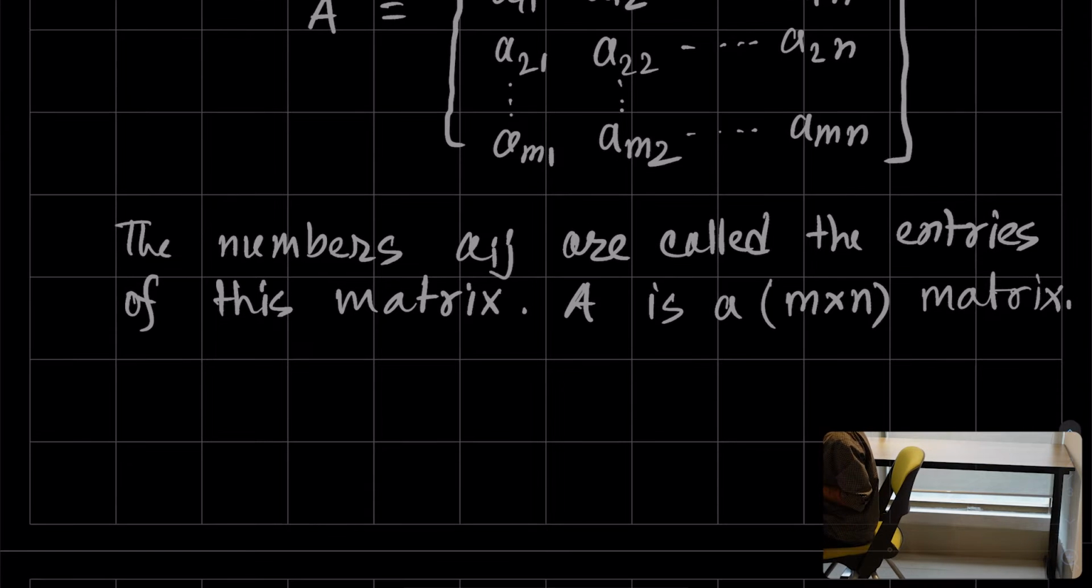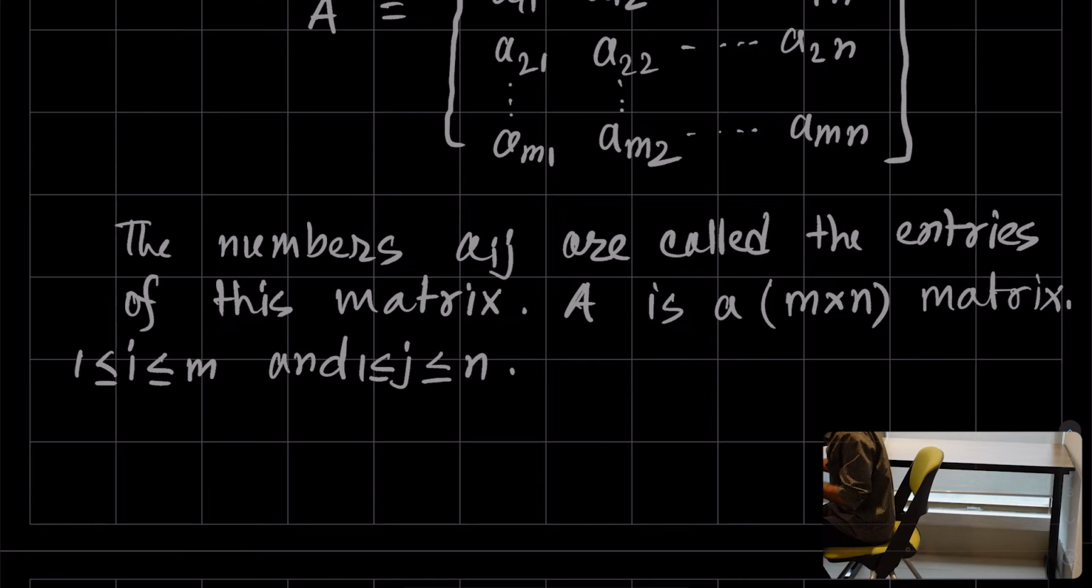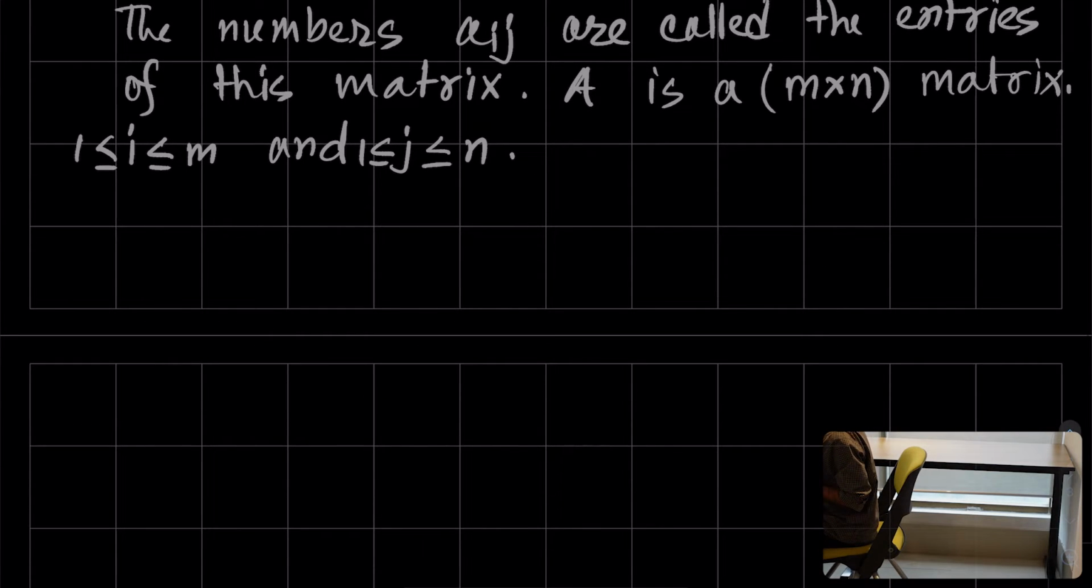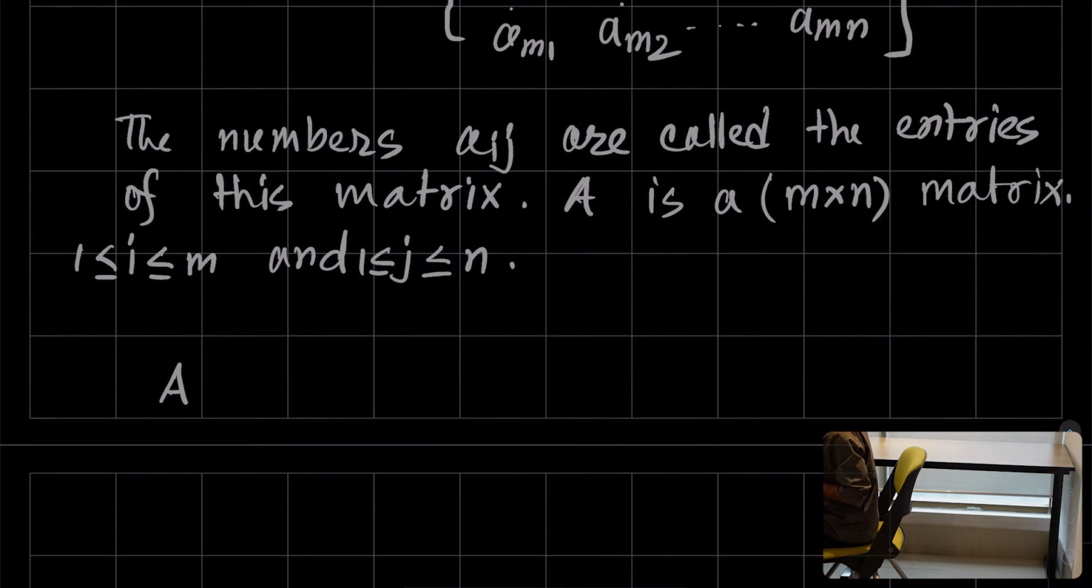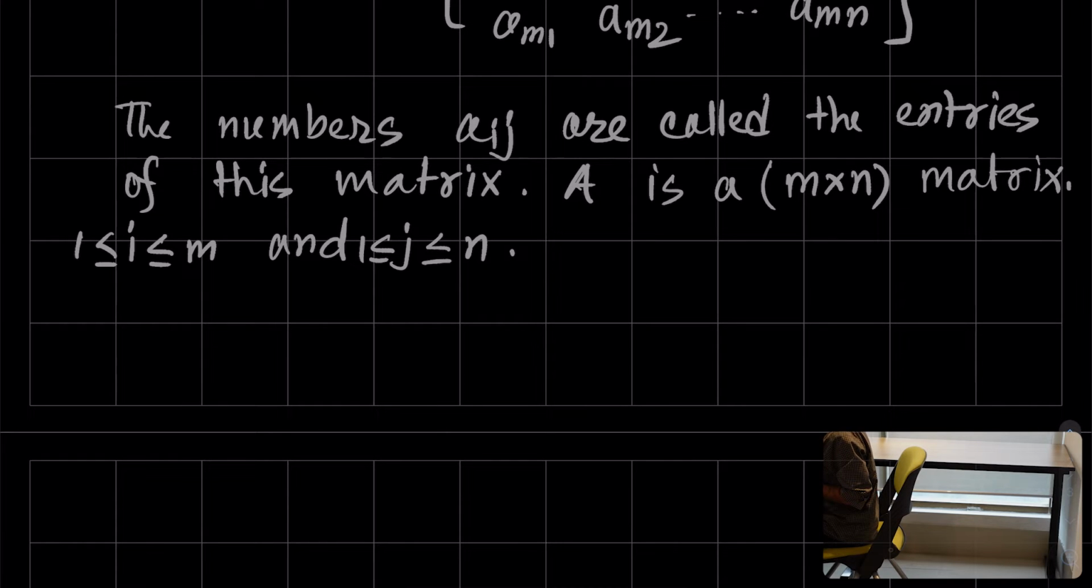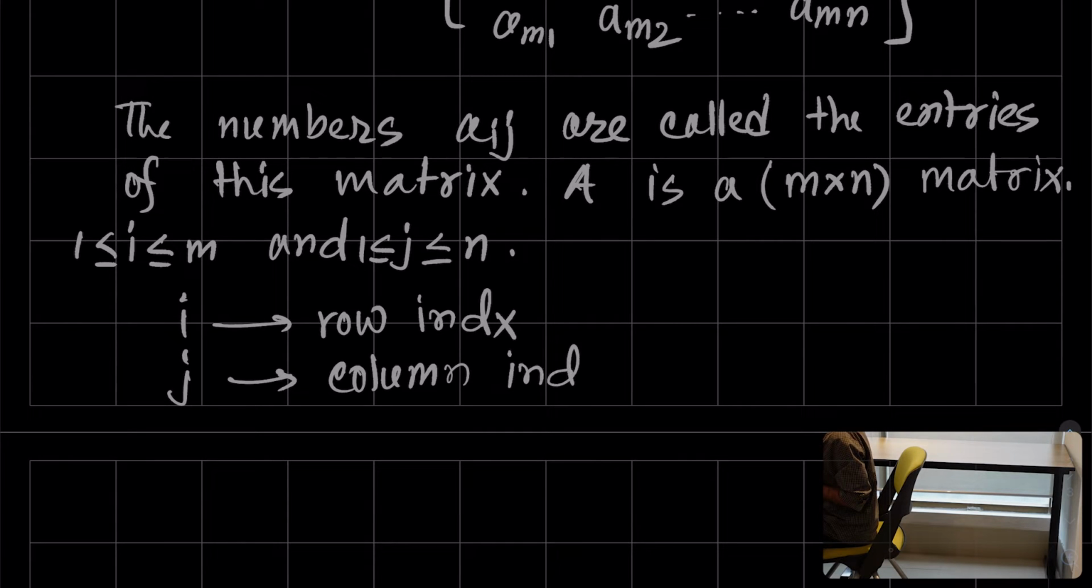And so i runs from 1 to m and j runs from 1 to n. Okay. Now the matrix A, okay, so let me introduce. So i is the row index and j is the column index. Okay.